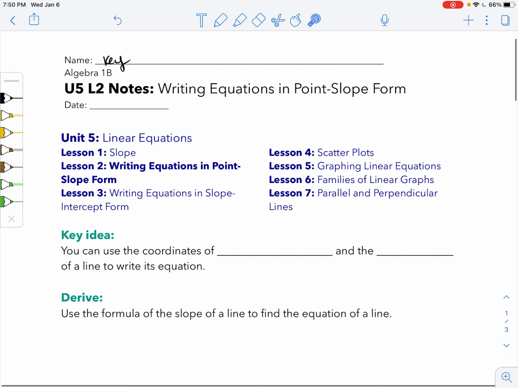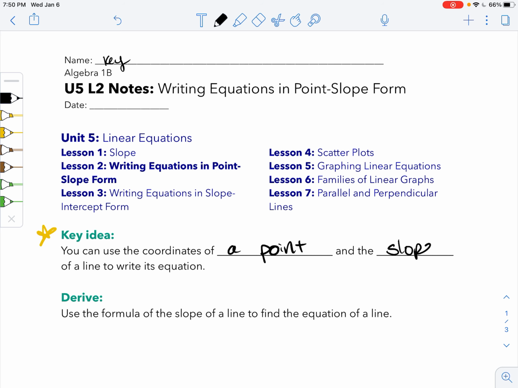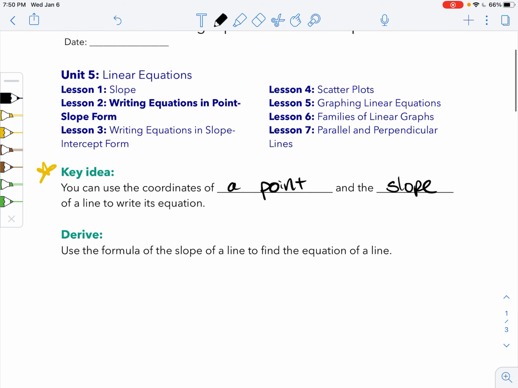Let's get started. Our key idea of the day is that you can use the coordinates of a point and the slope of a line to write its equation. So you need two things to write an equation. You need a point, which is going to be an x, y coordinate, like that. And you need the slope. Remember that the slope is m.